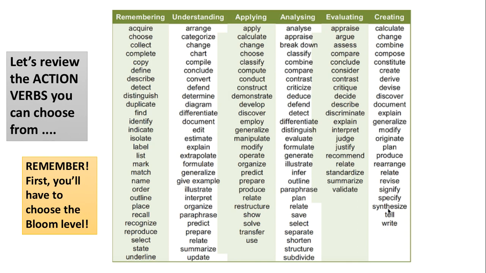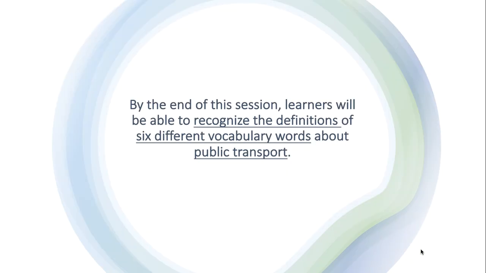And here you see a nice handy list of all kinds of words that can be used for each level. The one word you do not see here is understand. Why? Because we can't measure that. That's not demonstrable. It's not something students or learners can demonstrate. So again, refer to this handy list when choosing your action verb. Let's look at some examples.